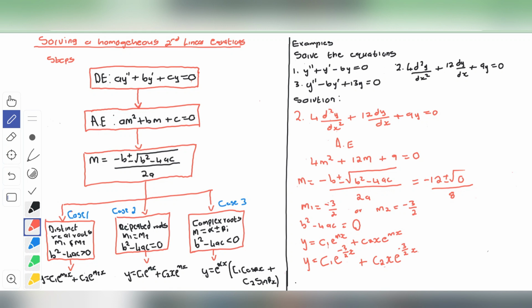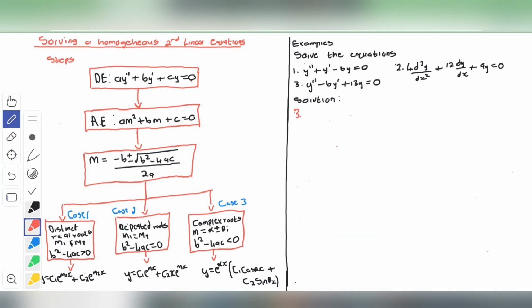Right, so now we're going to do example 3. I'm just going to erase here. Okay guys, so let's now do example 3. We're given y double prime minus 6y prime plus 13y. Oh, this is what we already know, that this is the differential equation. We need to change it to what? To the auxiliary equation, right?